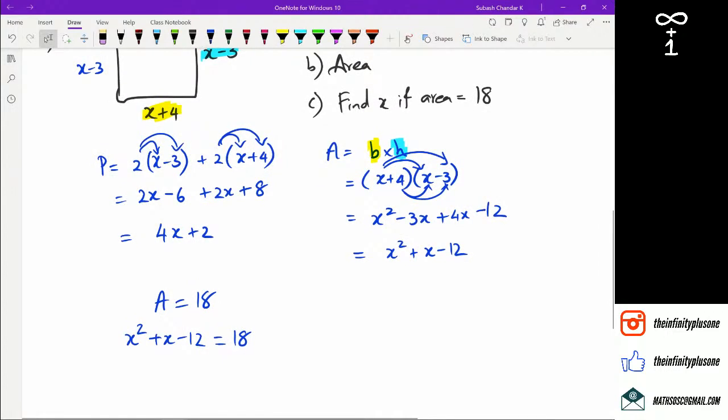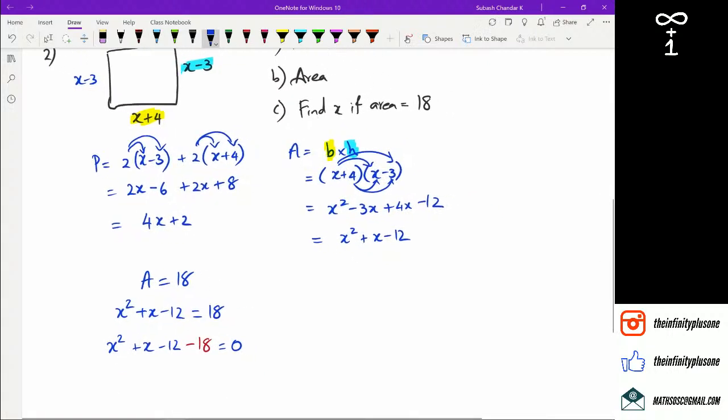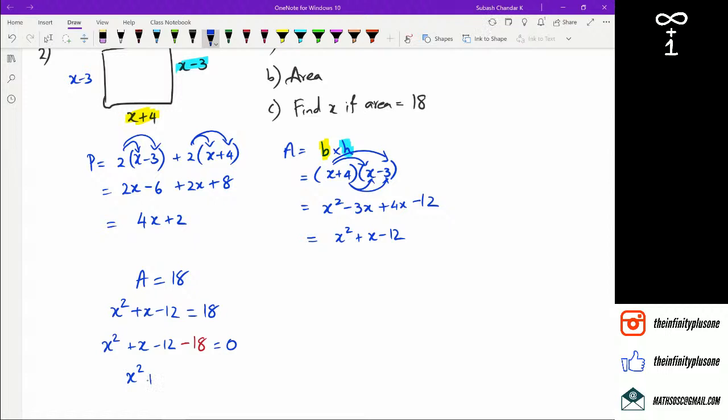And I need to rearrange this. So I'm going to get x squared plus x minus 12. When I bring the 18 to the left-hand side, it is minus 18. And now that's all equal to 0. So simplifying this, I've got x squared plus x minus 30 equals 0.